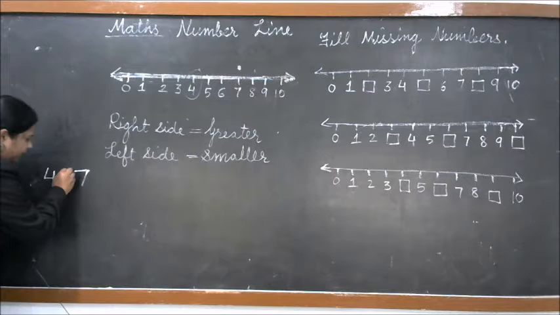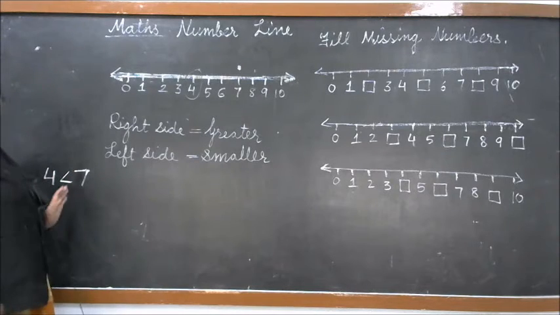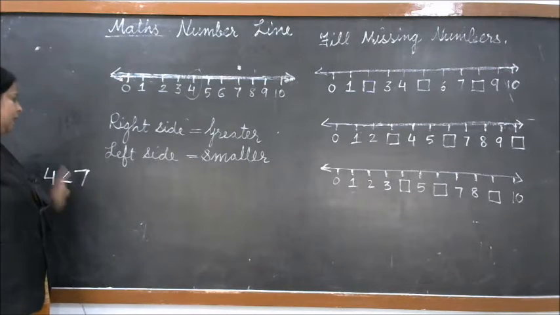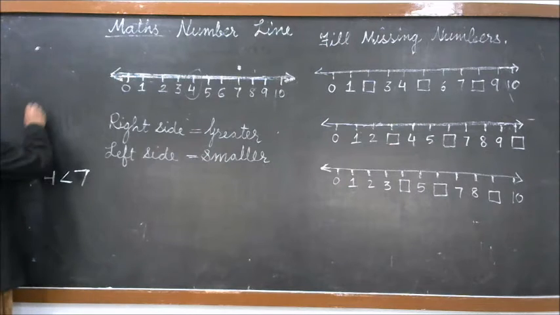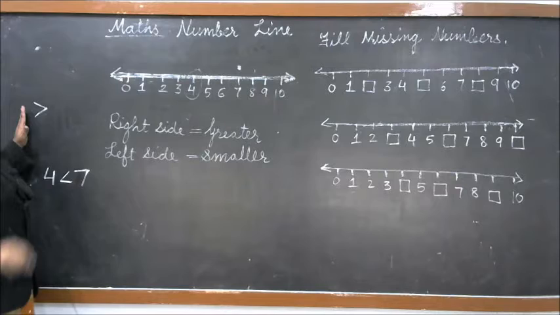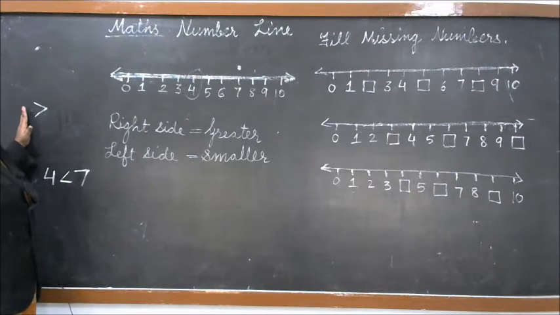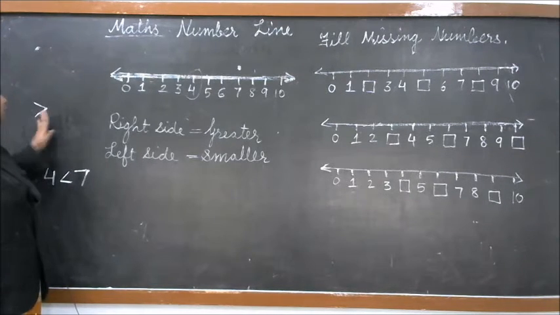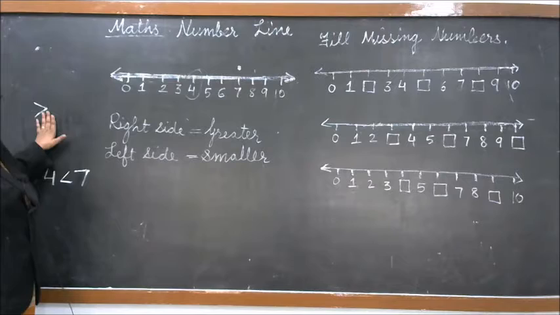So, we make the sign of greater than like this. The sign of greater than and smaller than. Always keep the mouth of the crocodile in front of the greater number. Okay? That is the sign of greater than. Okay?